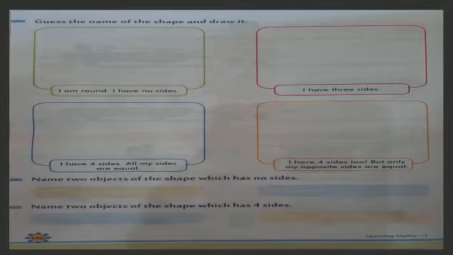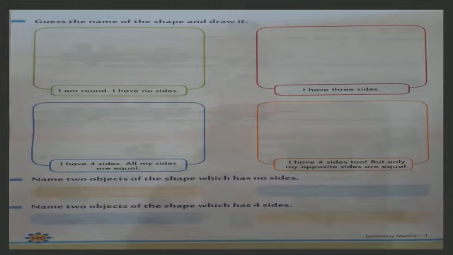Let's do the exercise. The question is, guess the name of the shape and draw it. You have been given the hint there and you have to guess the name of the shape. See the first one. I am round and I have no side. So tell me, who am I? Correct. It is a circle. So draw the circle in the first box.